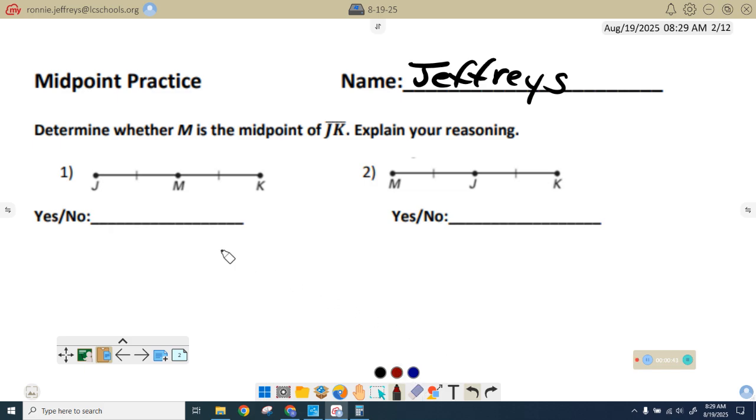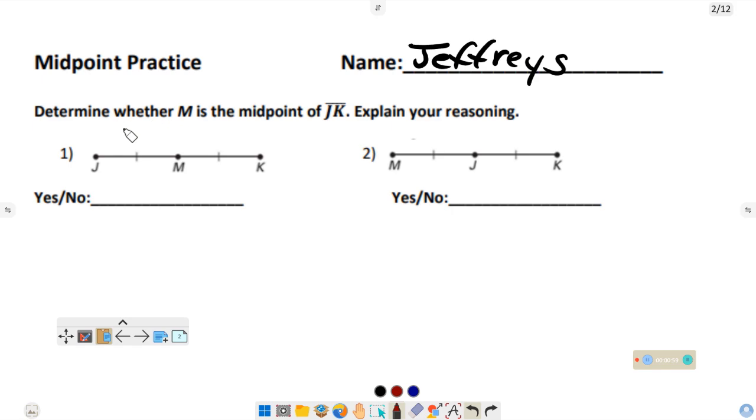Now, it says determine whether M is the midpoint of JK. Explain your reasoning. All right, so if we look at number 1, M is in the middle of these two. These are congruent. This would be yes. All right, how would we back up that statement that yes, that is the midpoint? By the definition. Yes, by definition.